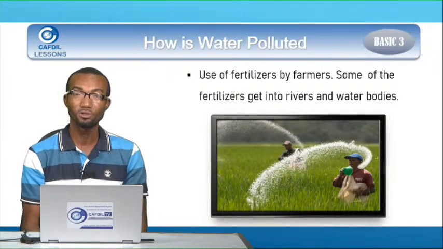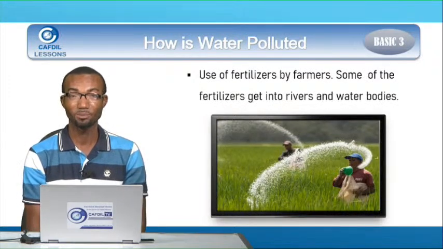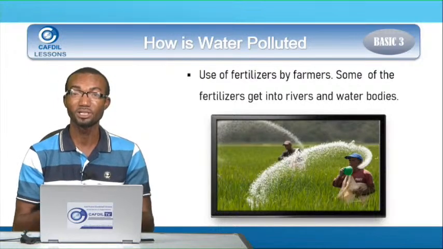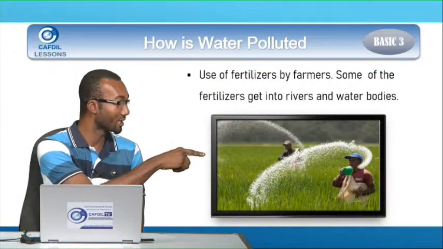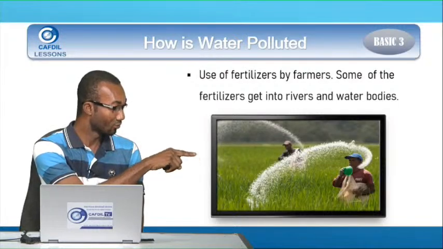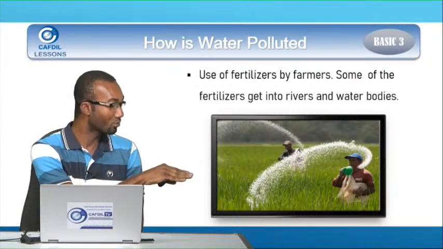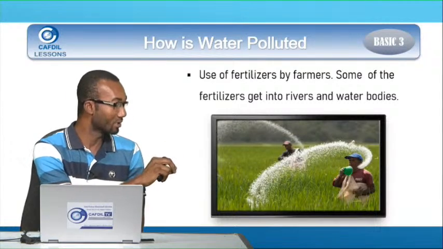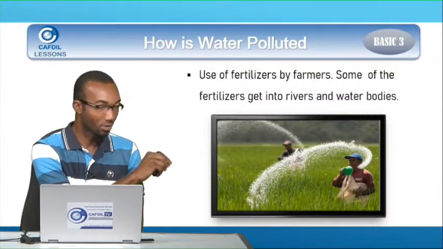Kids, the use of fertilizers by farmers. Some of the fertilizers also get into rivers and water bodies when it rains. So you see the farmers applying fertilizers to the crops, which is very good for the growth of the plants. The fertilizers they are using are very good for the growth of the plants.